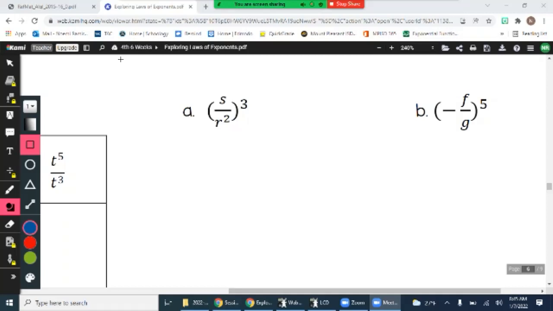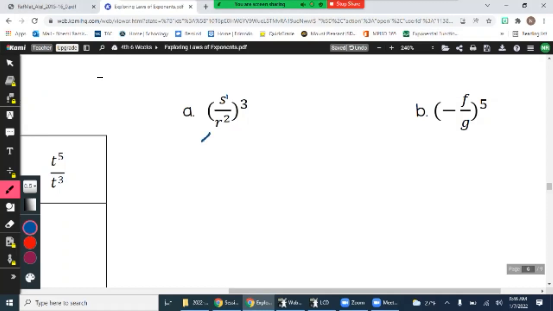Okay, now what we have in the parentheses are 2 powers with different bases. So I am going to split this one apart. Make sure that each one has its own exponent. And I'm going to move the s to the power of 1 over to the side. S to the power of 1, but we do have an exponent of 3 on the outside.